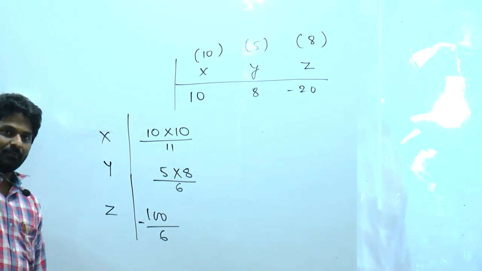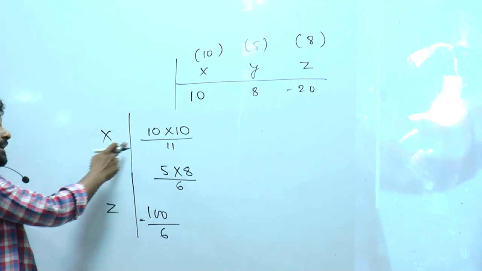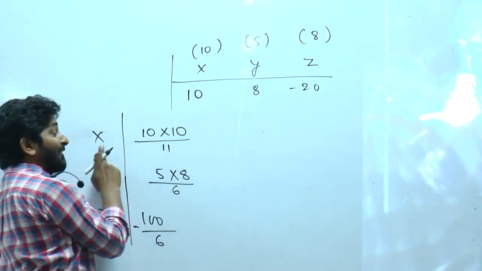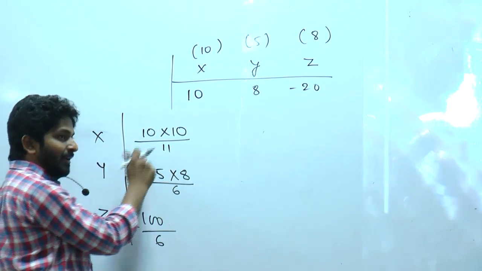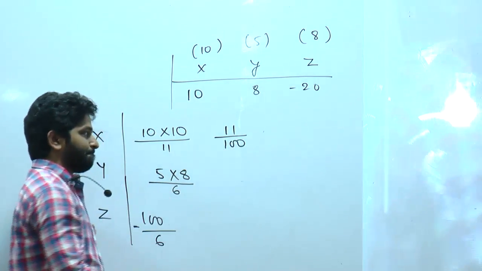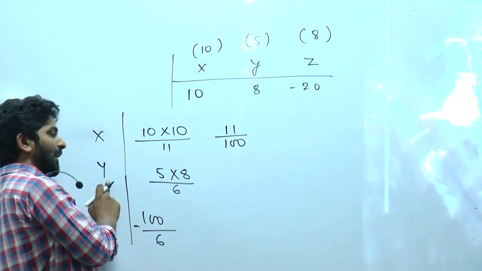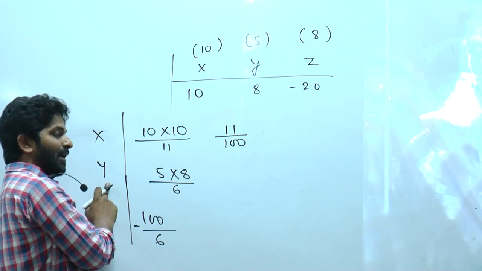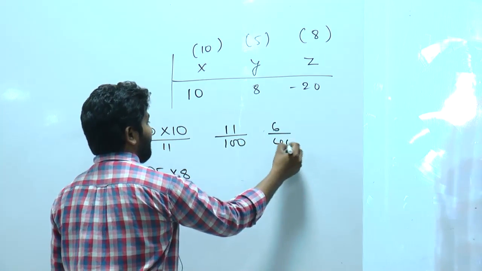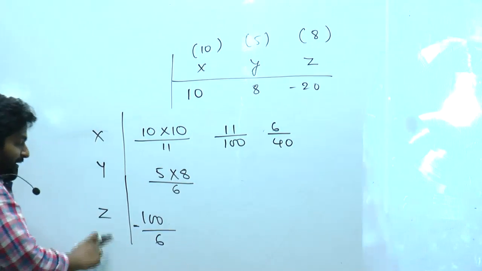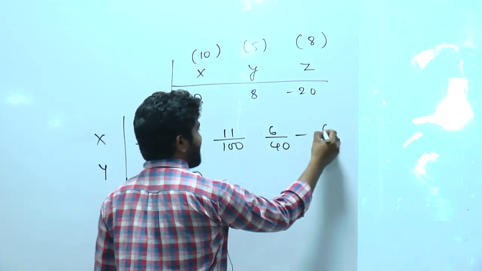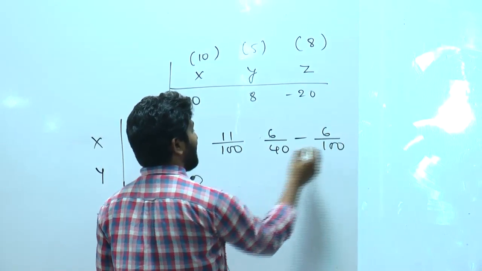All are open. This is the time taken by the number of pipes. 11 pipes in set X to fill the tank. So in 1 minute it does 11 by 100. Time taken by the number of pipes in Y: in 1 minute it does 6 by 40. Set Z takes 100 by 6 minutes to empty the tank. Now it takes 6 by 100.